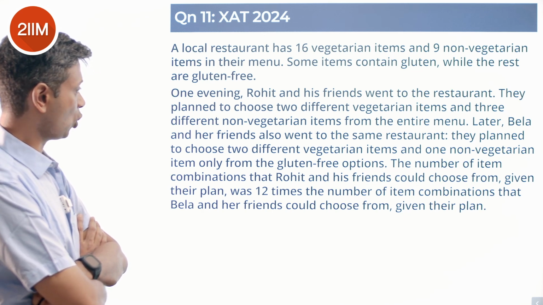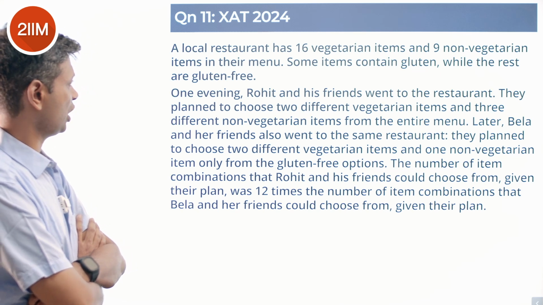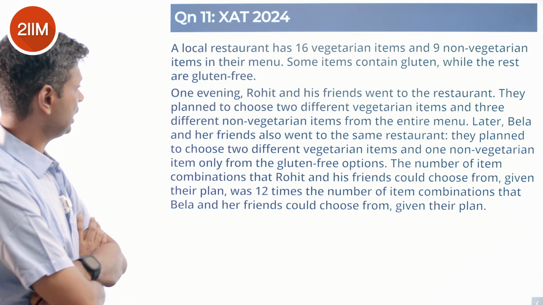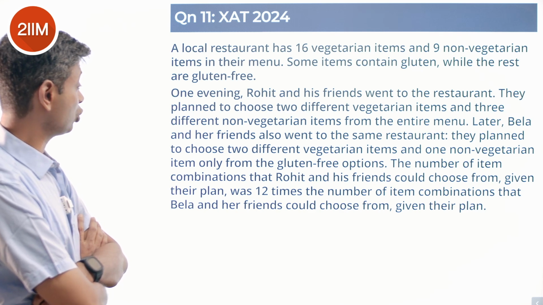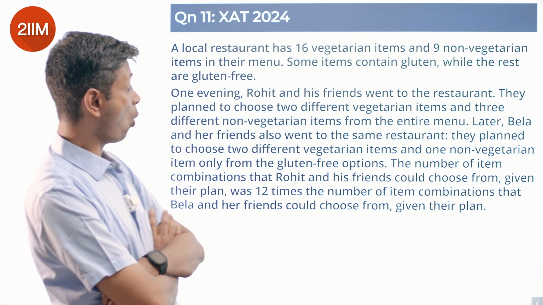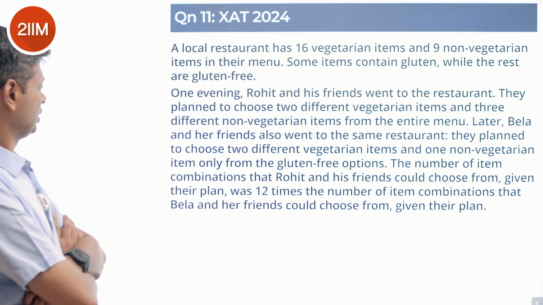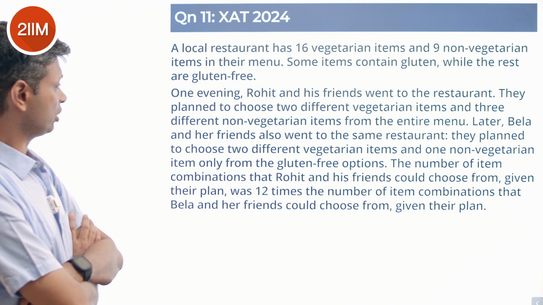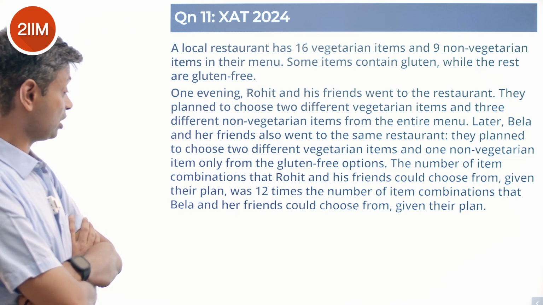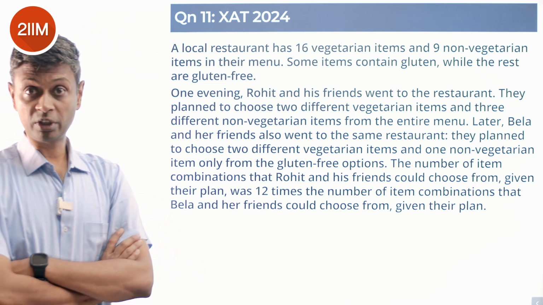Later, Bala and her friends also went to the same restaurant. 16 veg and 9 non-vegetarian. They planned to choose 12 different vegetarian items and 1 non-vegetarian item only from the gluten-free options. The number of item combinations that Rohit and his friends could choose from, given their plan, was 12 times the number of item combinations that Bala and her friends could choose from, given their plan.